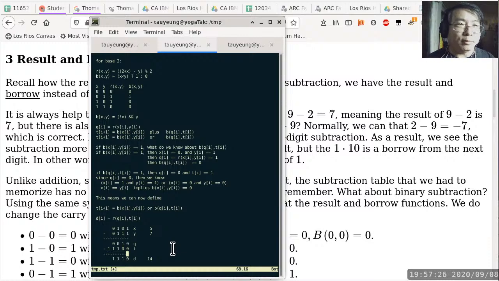But we're going to stick with base 10 for now. All right, so this looks really odd, right? 5 minus 7 is 14.